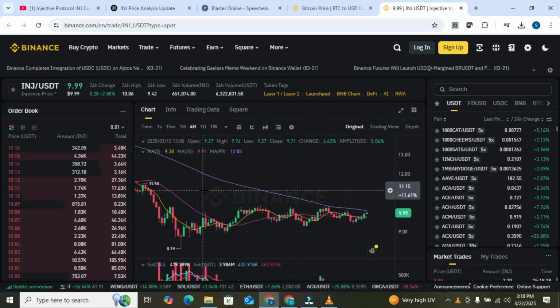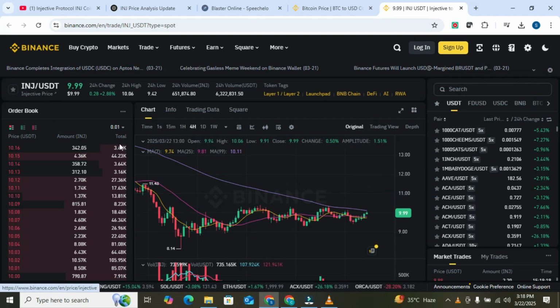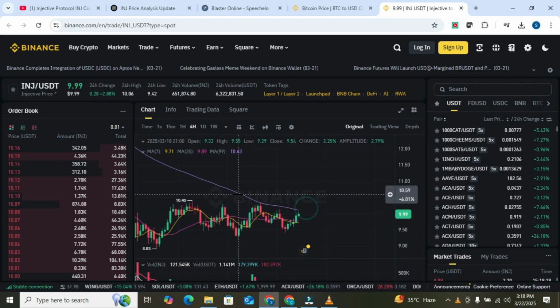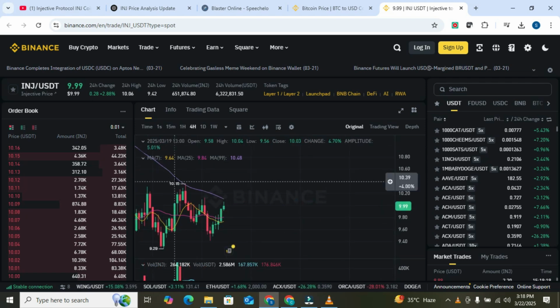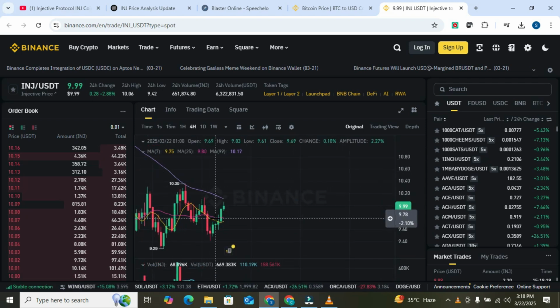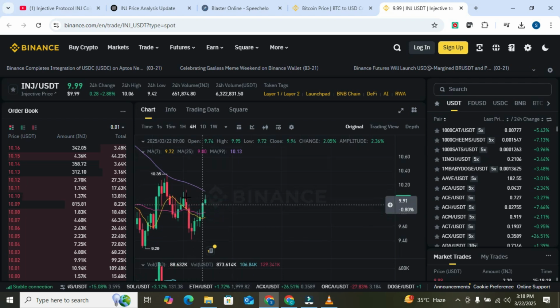INJ is currently in a Wave 4 correction, meaning we've seen an A wave down, a B wave up, and could now be in a C wave to the downside. The price has already reached the A equals C target, which is a key Fibonacci level where corrections often end.